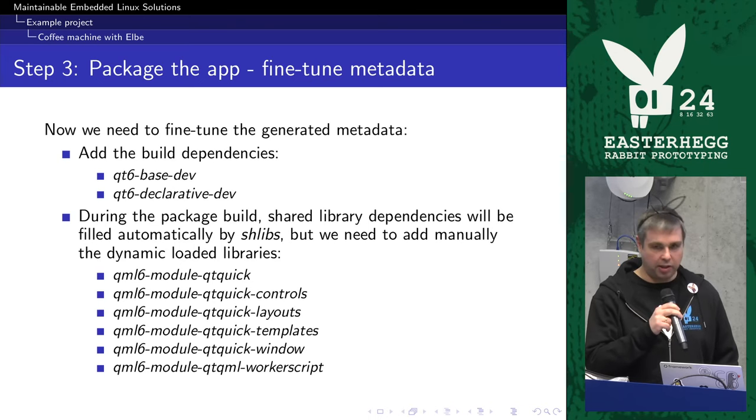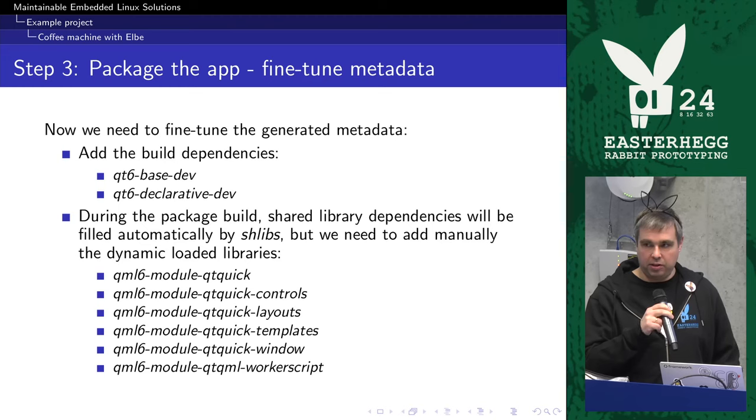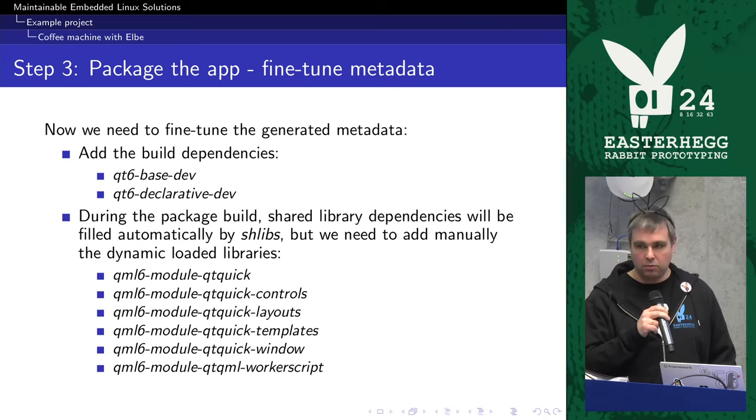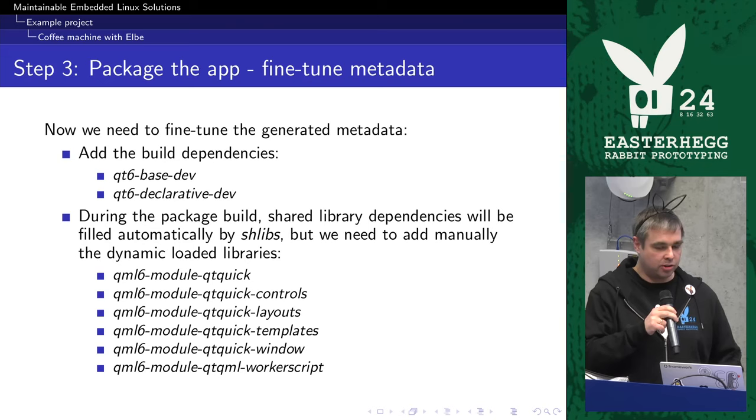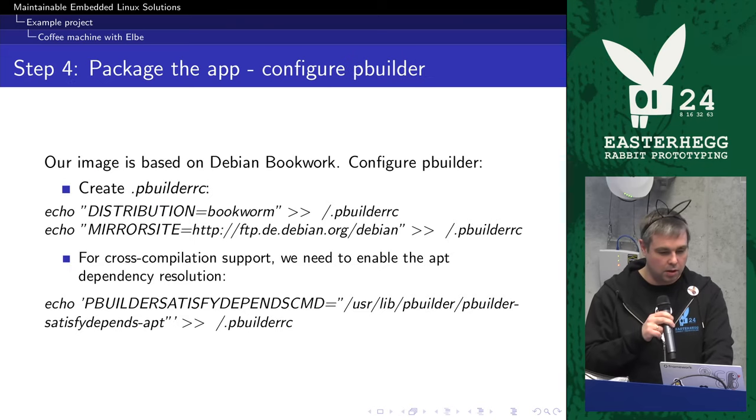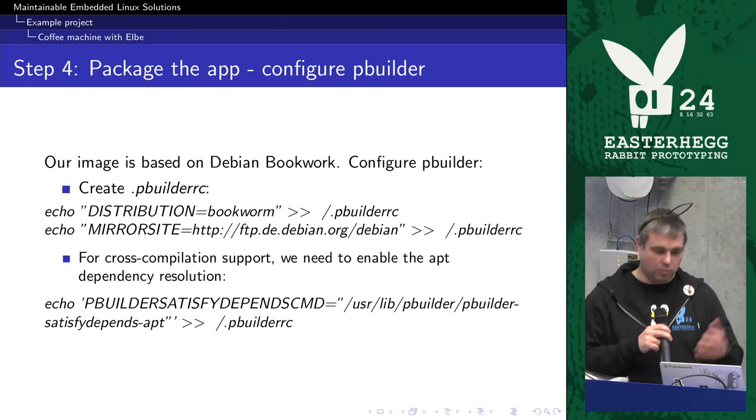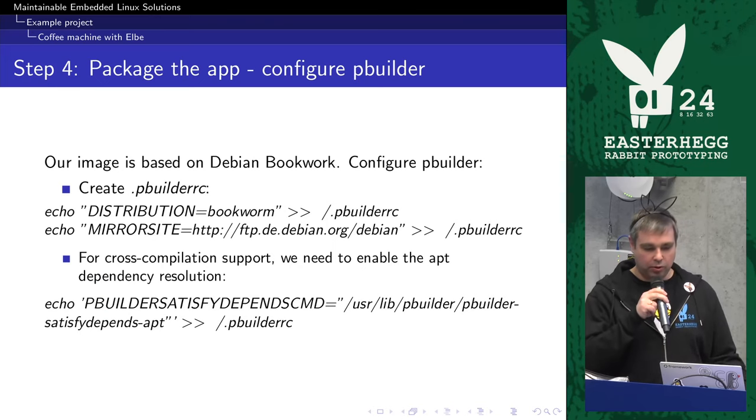So this dh_make command will create a subfolder debian in the app folder, and there are three files you should take a look at in the beginning. It's control, which is describing the metadata of the package, including these dependencies, rules, which is a kind of makefile, and changelog, where, for example, the package version is taken from in the end. Good. Now we have proper Debian metadata for our package.